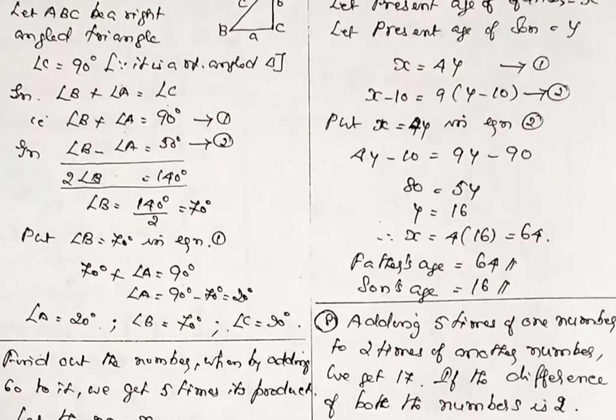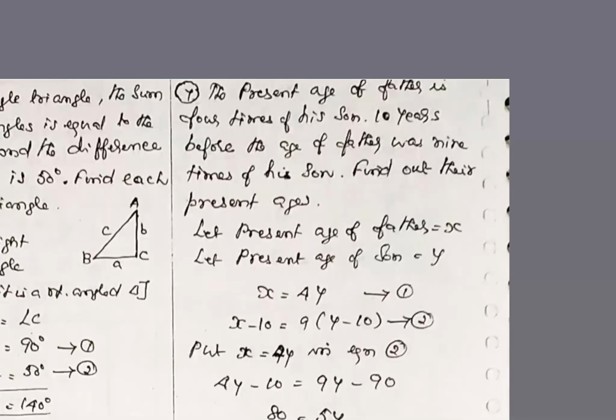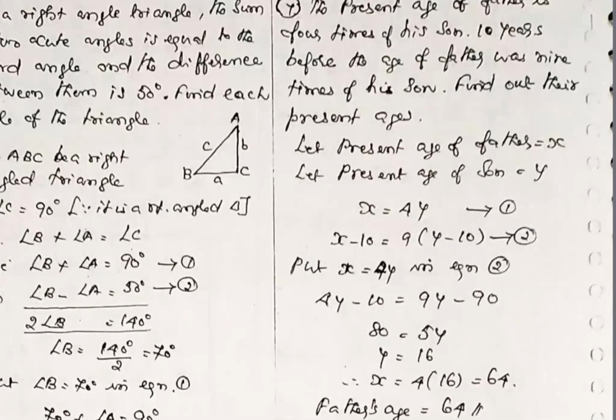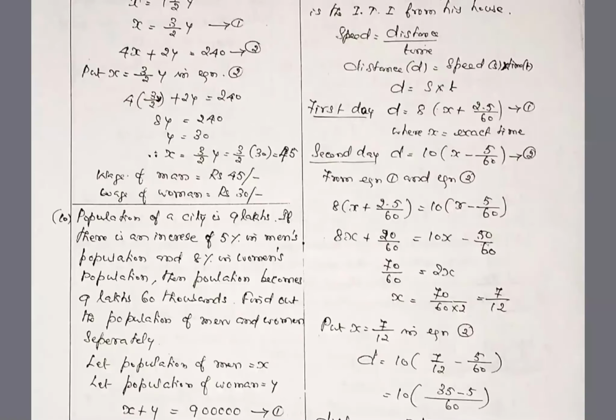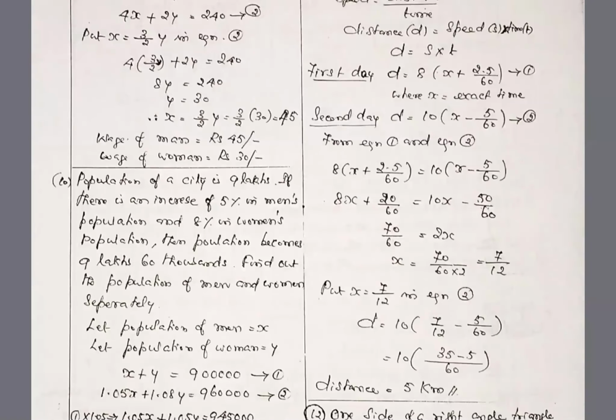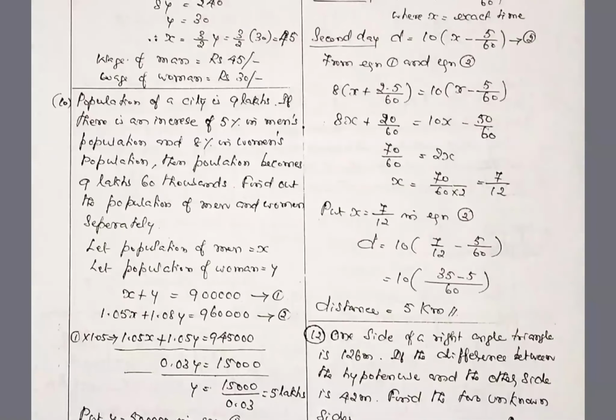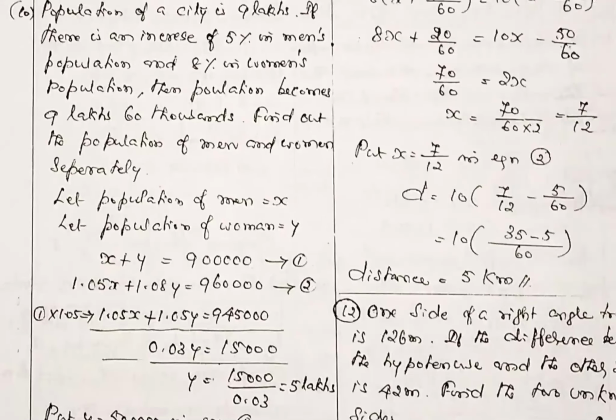So problem number 8 is also a similar model. Problem number 10, that is also similar. Population of a city is 9 lakhs. If there is an increase of 5% in men's population and 8% in women's population. So for these 2 more questions, not so important, objective type. But the question is, population means X plus Y.